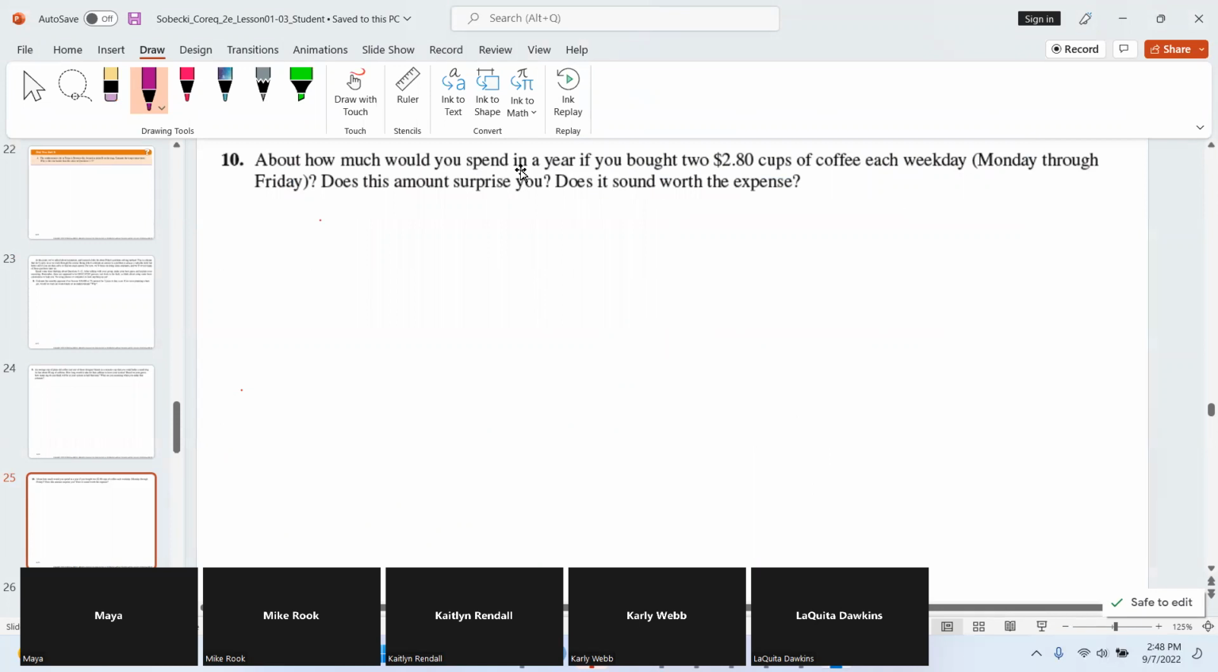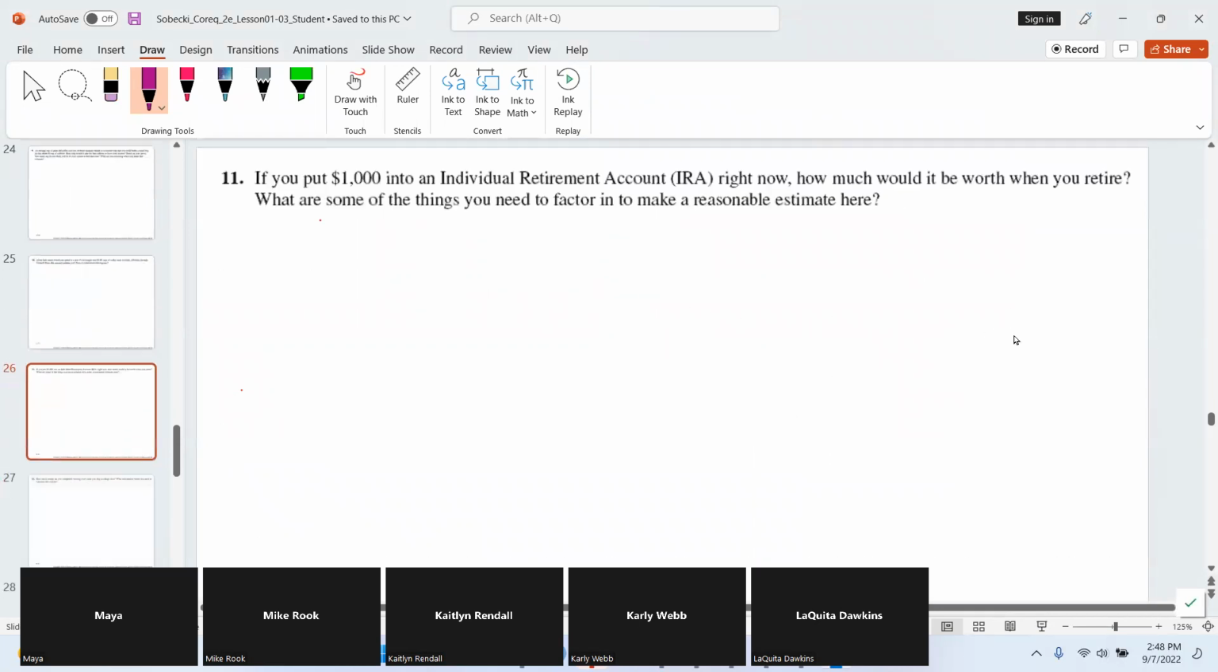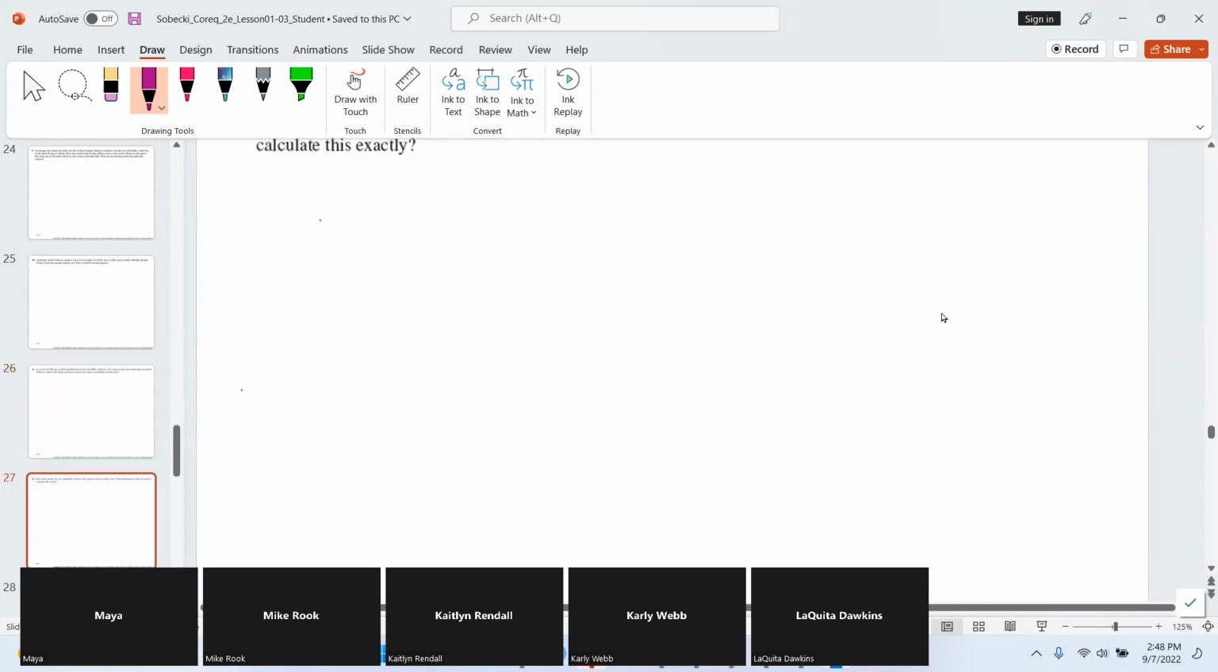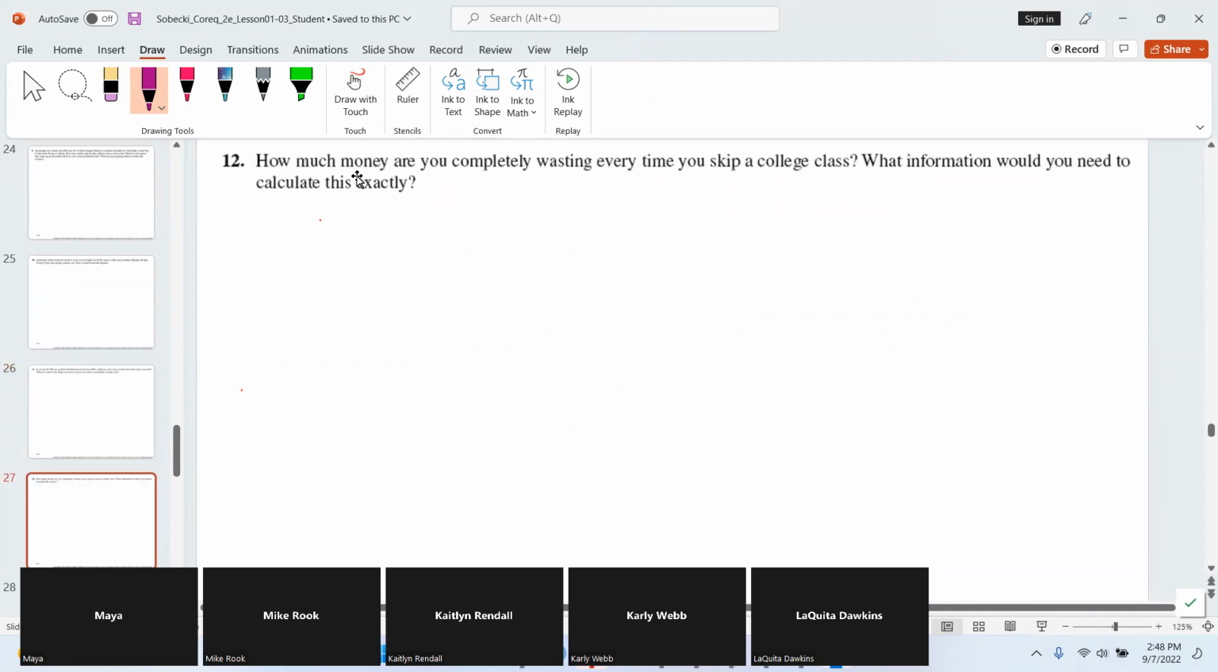How much would you spend in a, nope, not that one. Hang on, next one. Nope. How much money are you completely wasting every time you skip a college class? What information would you need to calculate this exactly?